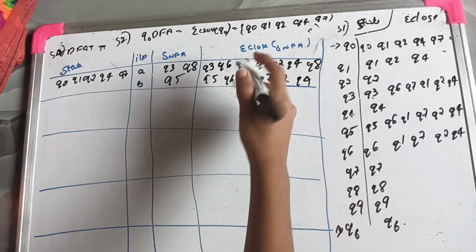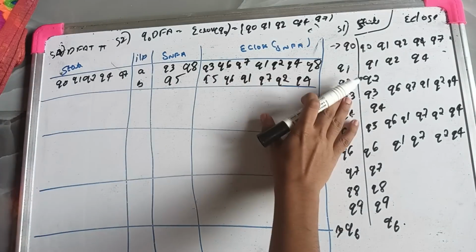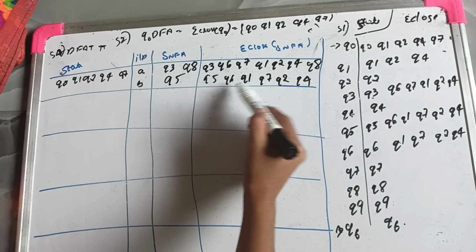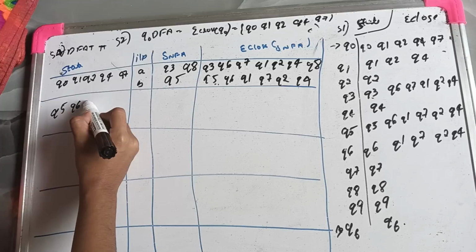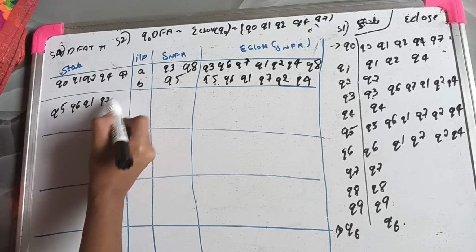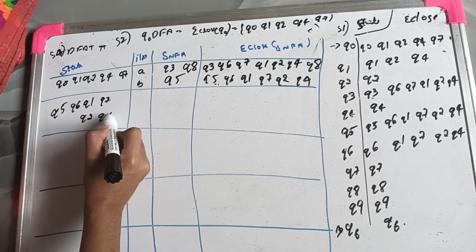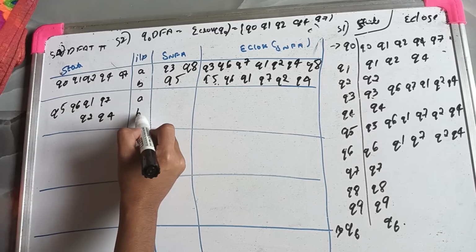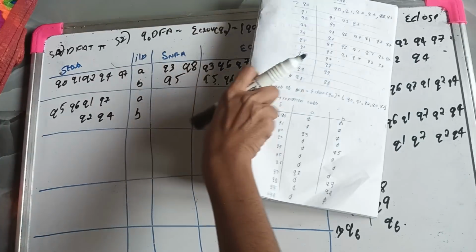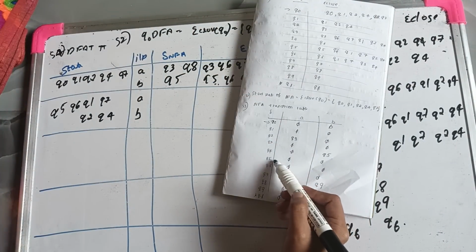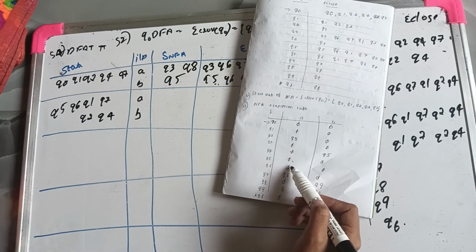Next we need to write state for all the E closure. Okay, I will take this one. After that Q5, Q6, Q1, Q7, Q2, Q4. Input A, input B. Check Q5, is null.